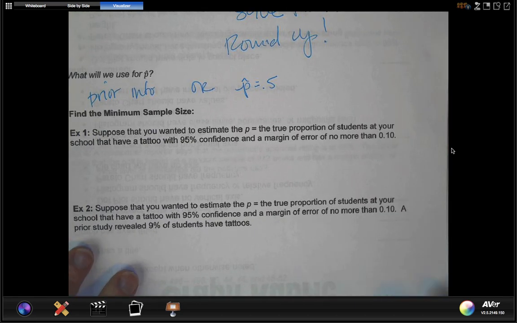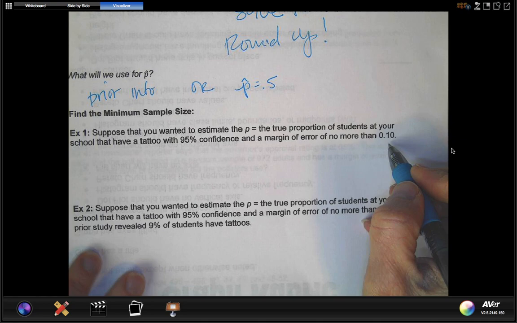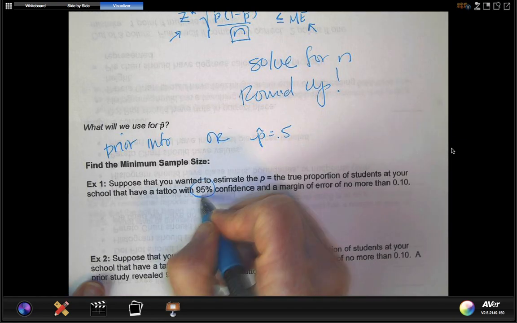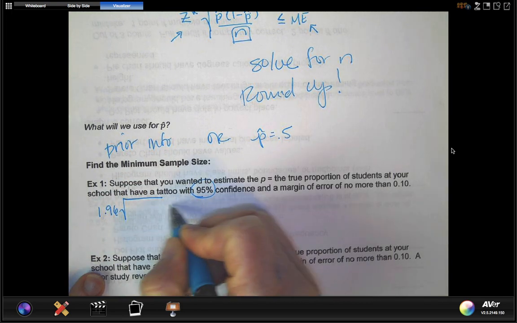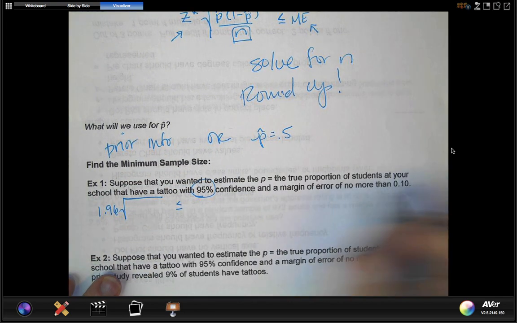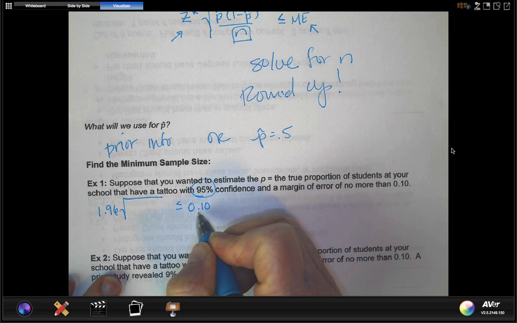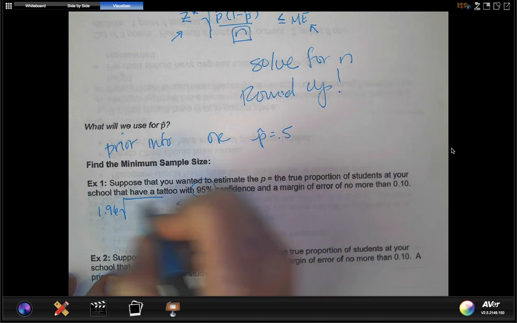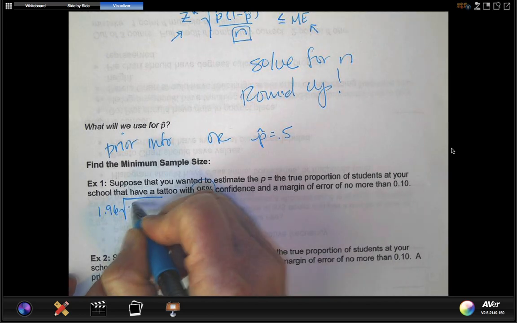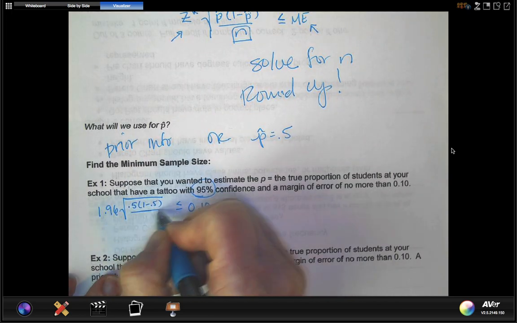All right, it says, suppose you wanted to estimate the true proportion of students at your school that have a tattoo with 95% confidence, and the margin of error no more than 0.1. So 95% is my z-star, 1.96. I want my margin of error to be 0.10 right there. P hat, I have no prior information, so I'm putting 0.5 here, 1 minus 0.5 all over n.